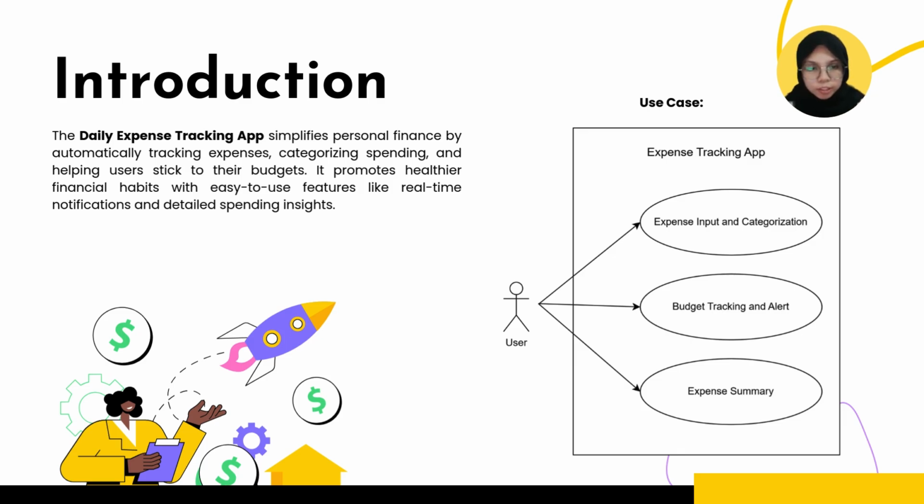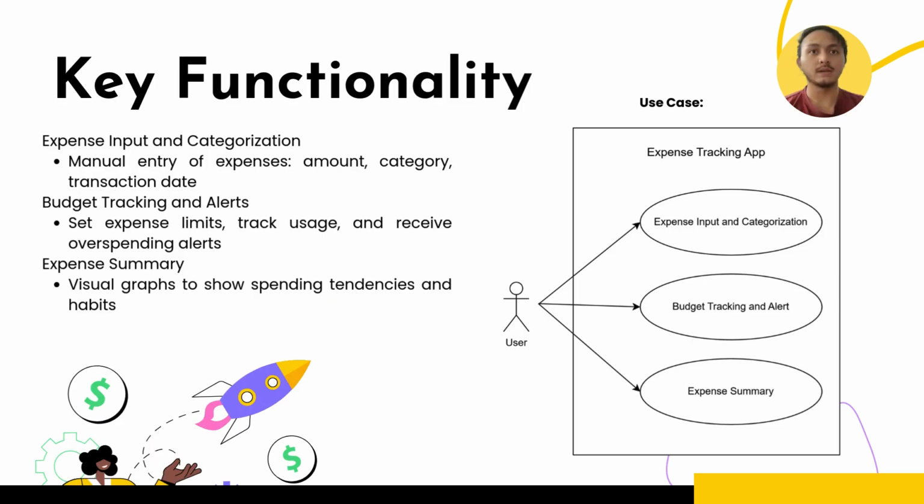The daily expense tracking app simplifies personal finance by automatically tracking expenses, categorizing spending, and helping users to stick with their budgets. So it encourages a healthy financial habit through easy to use features like real-time notification and detailed spending insights. In our use case, we have chosen three key components that are crucial for the app's functionality. First of all is expense input and categorization. Next is budget tracking and alert. And lastly is the expense summary.